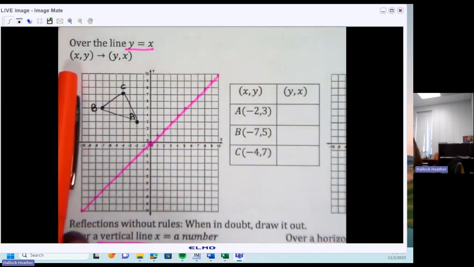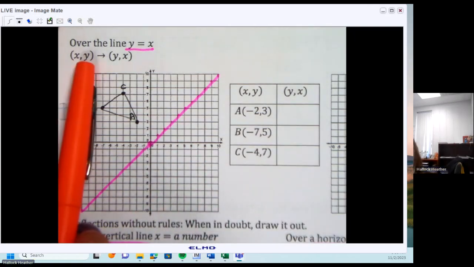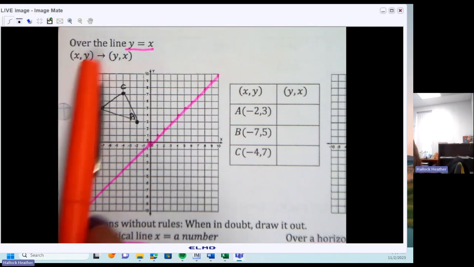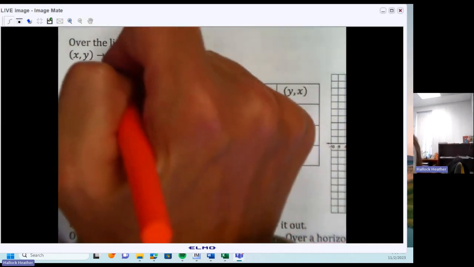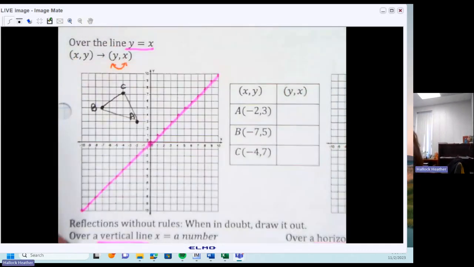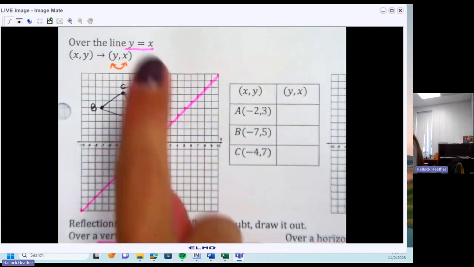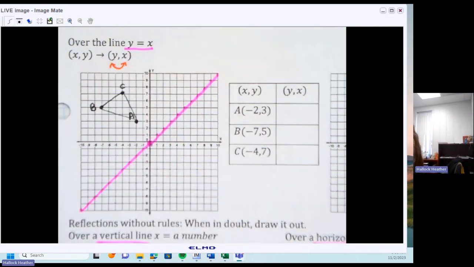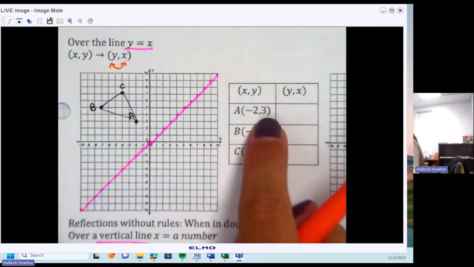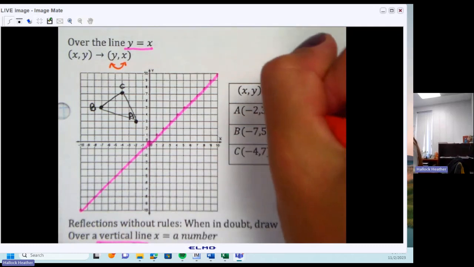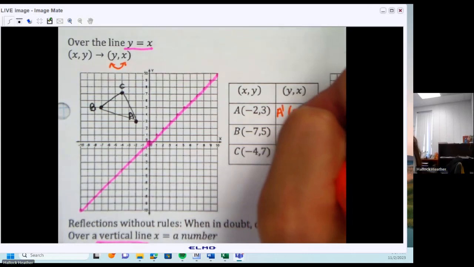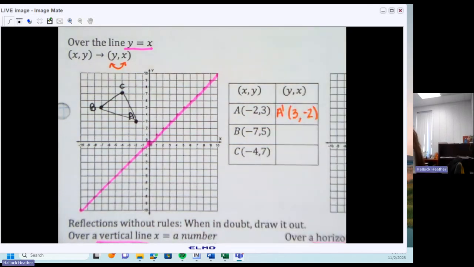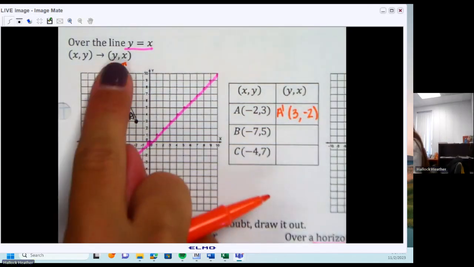So if you look at the rule, it says (x, y) goes to (y, x). All it's doing is flipping your original coordinate point to make a new coordinate point. Because it's a positive line, your coordinate points just stay exactly the same, just flipping. So if A was (-2, 3), A prime is literally just flipping to make (3, -2), because it's a positive sign.